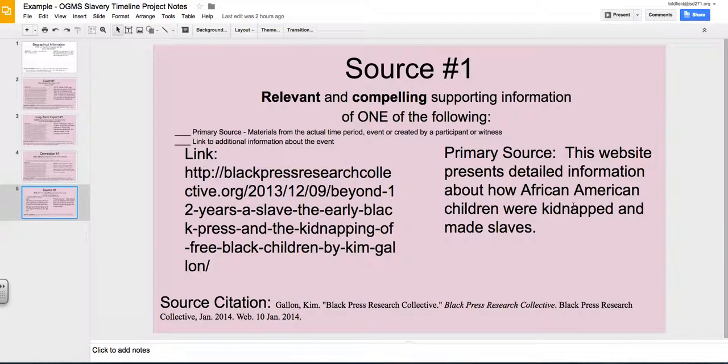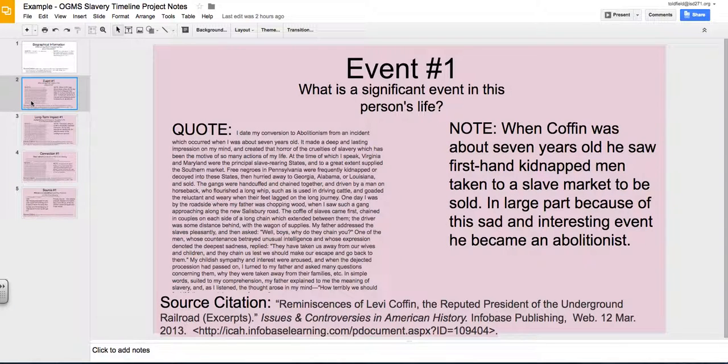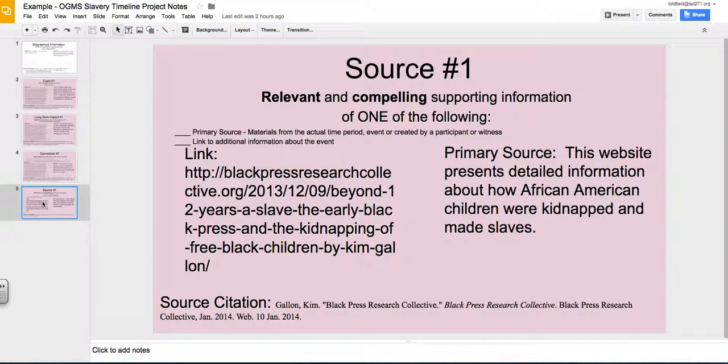On the right-hand side, I've summarized what the website is all about. And I've written, this website, linked to here, presents detailed information about how African American children were kidnapped and made slaves. Do you see how that website connects back to the event? When Levi Coffin was just a little boy, he saw people kidnapped. They happened to be adults. But it was common during that time that African American children were kidnapped from the north and taken to the south to be sold. And so this website, linked to here, describes that.